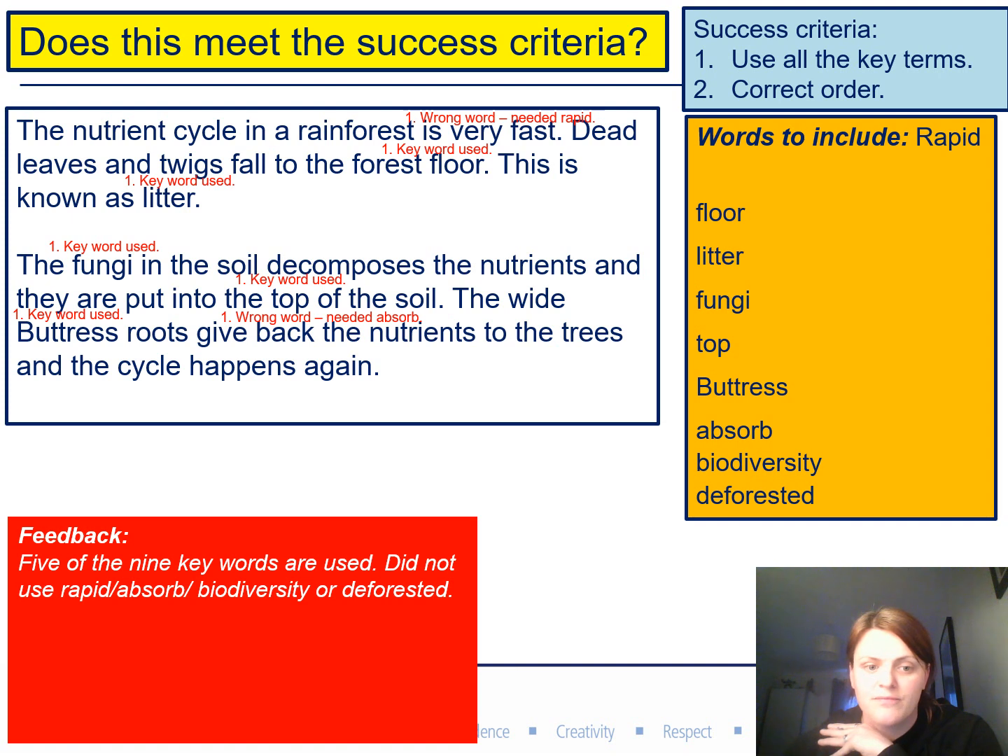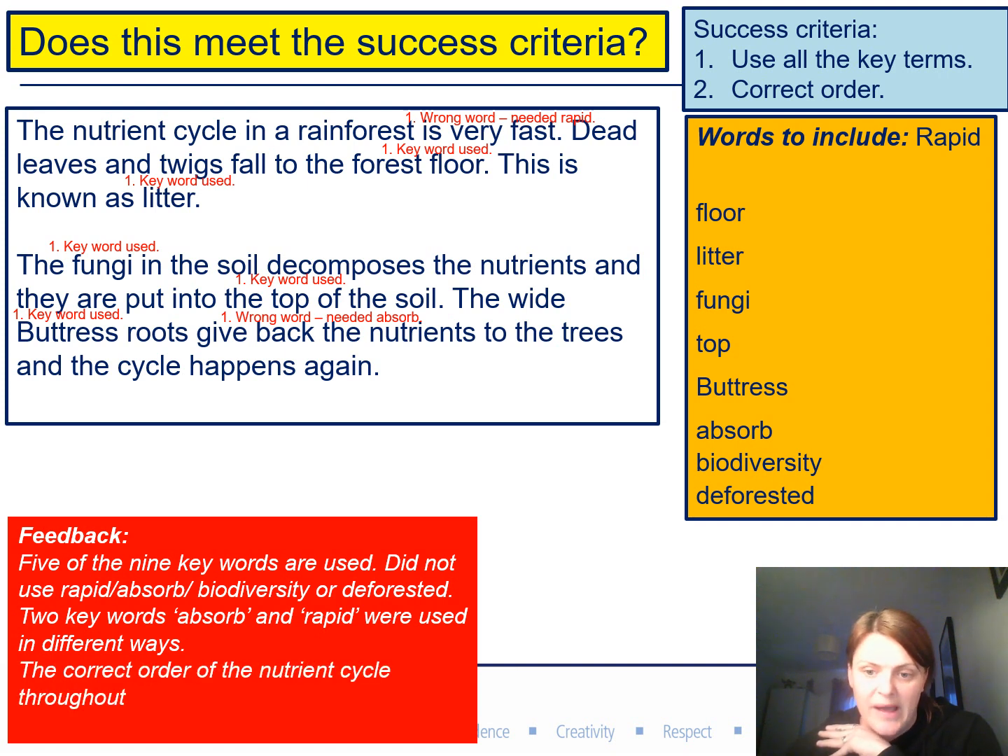So overall, 5 of the 9 words are used. They did not use rapid, absorb, biodiversity, or deforested. 2 words, absorb and rapid, were used in different ways. The correct order of the nutrient cycle was used throughout, but no attempt at the challenge. All right, guys, so it's a very basic answer there, and the challenge wasn't done.